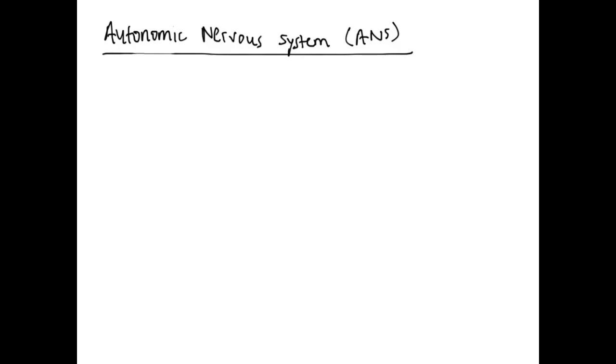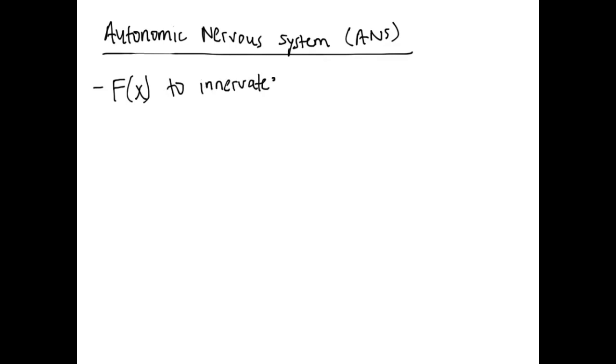Today we're going to be talking about the autonomic nervous system. So the first thing that we should do is give a definition of this thing. The autonomic nervous system is a system of motor neurons that functions to involuntarily innervate smooth muscle, cardiac muscle, and glands. So we know that it's doing what? It's going to innervate some different types of effector organs.